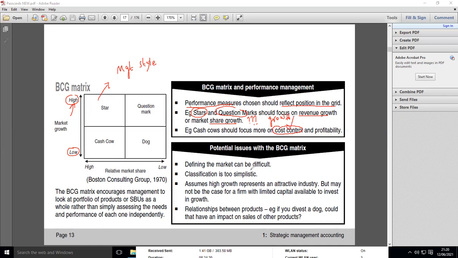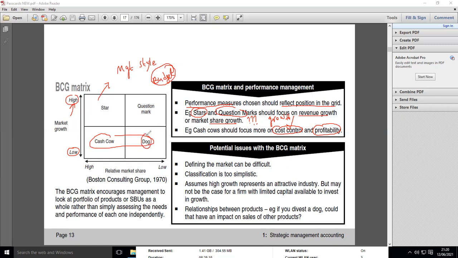Cost control, because the market is not growing anymore. You want to make sure that you are monitoring your profitability. So what management style are you going to use for products that are in this category? What are you going to use? Budget constraints. Yes, that's what you're going to use. So budget constraint or budget conscious, that's what you're going to use. So you want to monitor that.